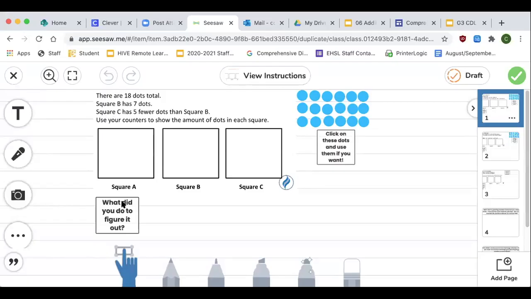Okay, so for example, on this problem, there are 18 dots total. Square B has 7 dots. Square C has 5 fewer dots than square B. Use your counters to show the amount of dots in each square. You can use these dots and put them in the squares. So do you see how I can click and drag the dots?